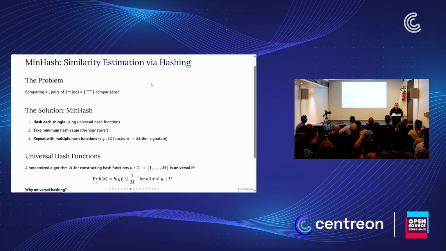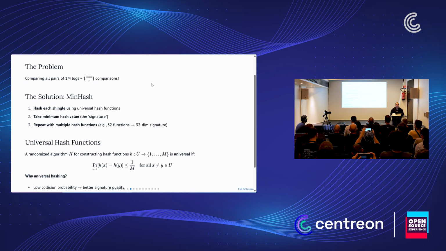And now I will talk about MinHash similarity estimation via hashing. Okay, so we have the log messages, we build the shingles, and now we need to construct a signature. A signature is a unique vector that represents that log message. But at the same time, this hashing must preserve the similarity. So two similar logs must have almost similar vectors and signatures.